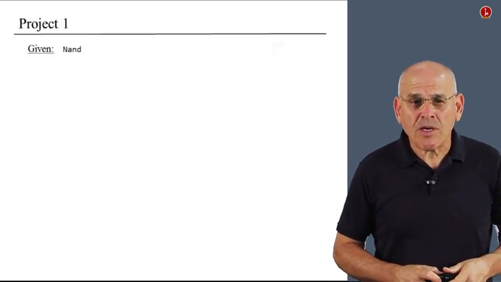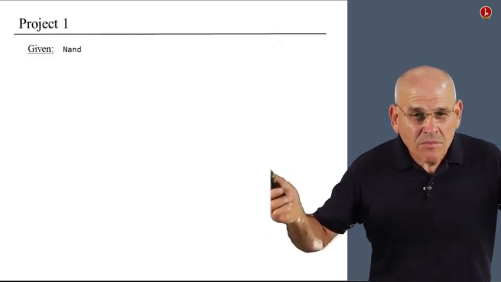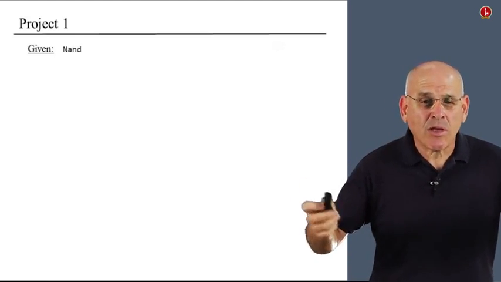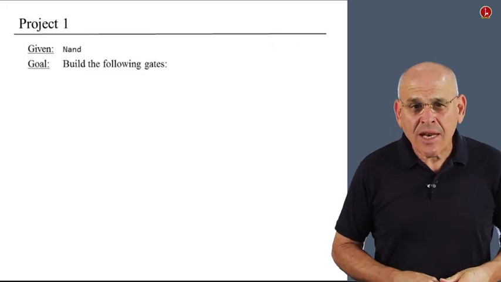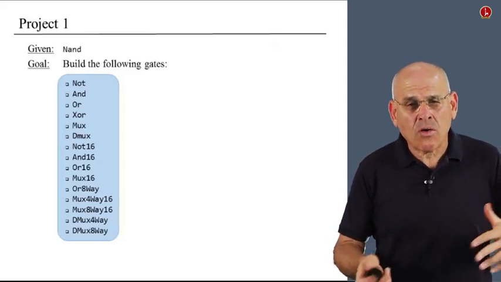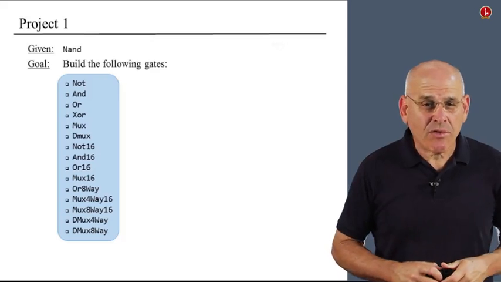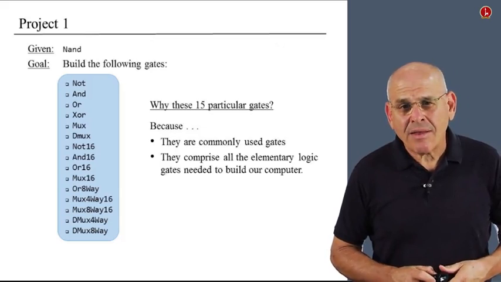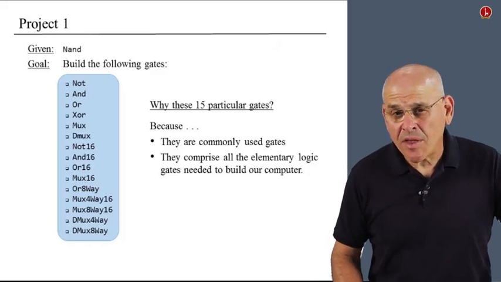And in the first project, we start with NAND, which is God-given or given by us, or you can think about it as some sort of an axiom that you can assume. And using NAND, we want you to build the following gates: NOT, AND, OR, XOR, and so on and so forth. So that's what you have to do for Project One. And why these particular 15 gates? That's a good thing to ask.